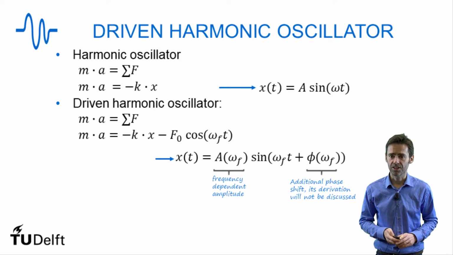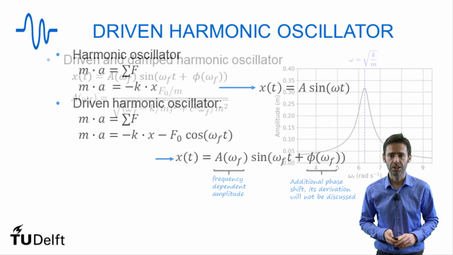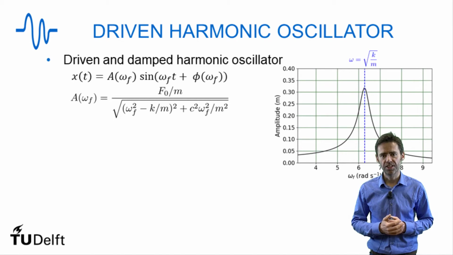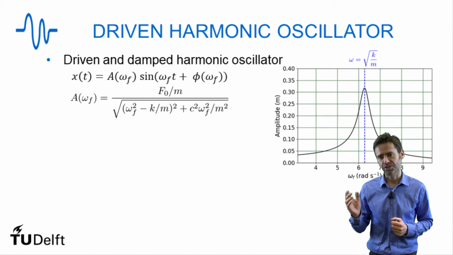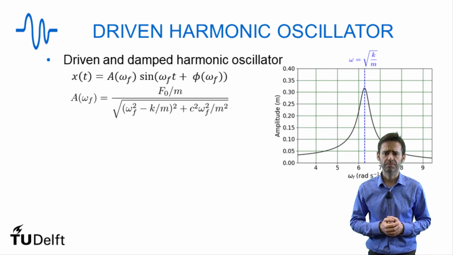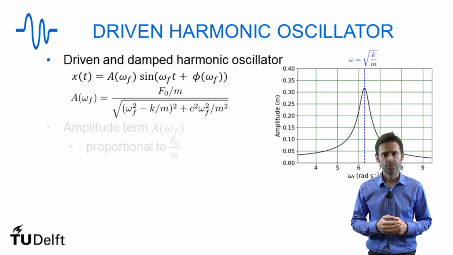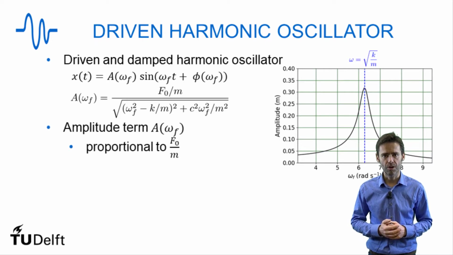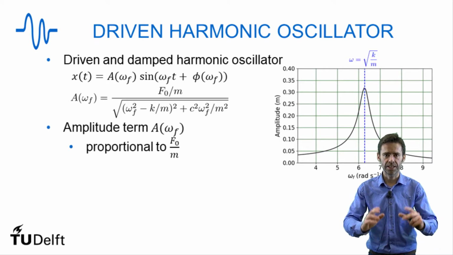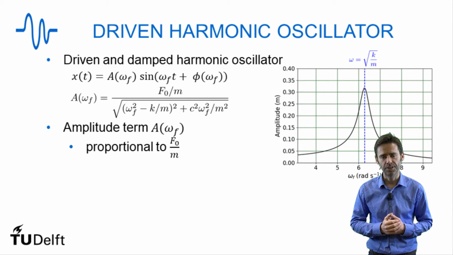Let's look at this amplitude term that depends on omega_f. So here you can see this A of omega_f. It's a big function here, and it's plotted here on the right-hand side. Let's look at it a little bit more in detail. So it's proportional to F0 over m. That's essentially the acceleration I give it whenever I drive it.